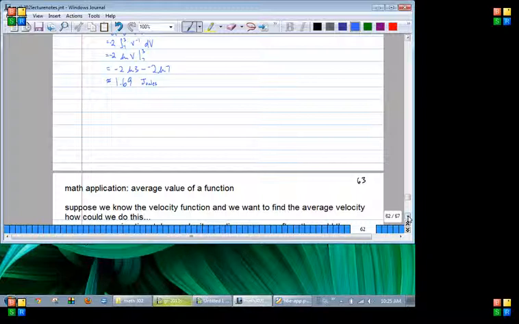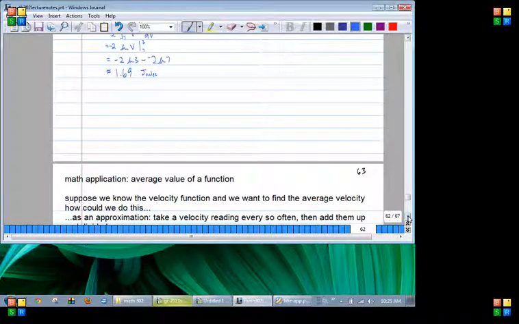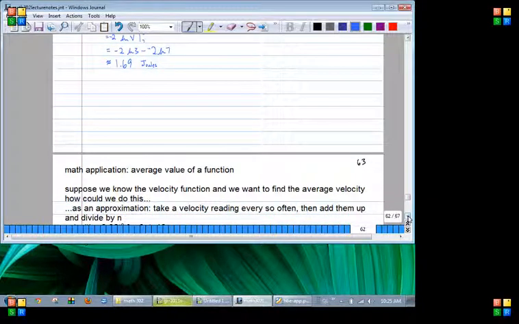To go along that path more slowly, first I want you to think of how could we do this as an approximation. As an approximation, just take a velocity reading every so often, then add them up and divide by n. Does that make sense? Okay. So if you're driving for an hour, fine, take a reading every 2 minutes or something. And then that'll give you 30 readings, so then you divide by 30. And that should give you a good approximation of whatever your average velocity is.